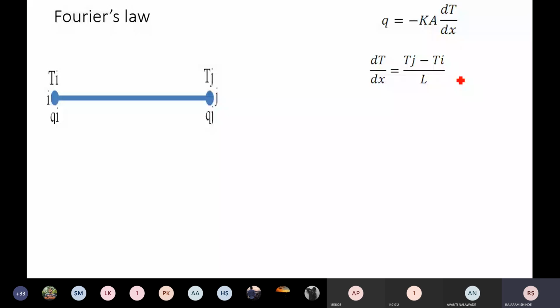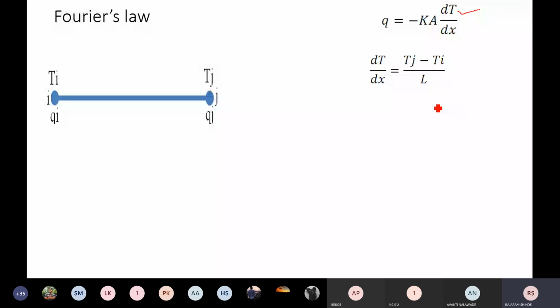Now what is the meaning of this? Here we have assumed a linear variation of the temperature, and when we take a two noded element, there is a linear variation of the field variable. Here your field variable is temperature. Temperature at this location and at this location: the difference between these two temperatures divided by length will give the gradient of the temperature.